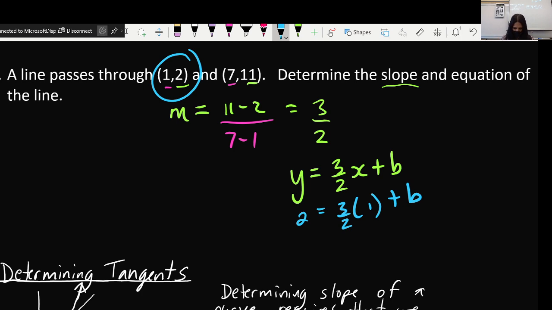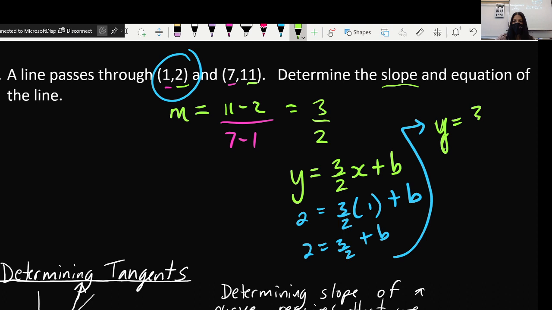So after all this, what do we end up getting for our b value? Well, we're going to have 2 equals 3 over 2 plus b, right? So we're going to subtract that out. So what do we end up getting for our b value? Anybody? 1/2. Everybody good with that? So I'm just going to write it up here. Our equation after working our way through that would be y equals 3 over 2x plus 1/2.